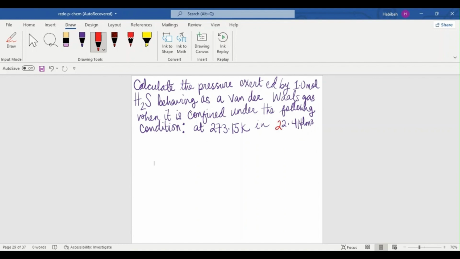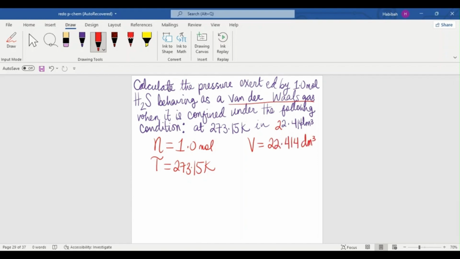So the first thing we have to notice is that we're told that we're dealing with a van der Waals gas, and we're also given the number of moles of gas to be 1.0 mole. And we're told that it was confined under the following conditions, where we're given the temperature to be 273.15 Kelvin, and then the volume to be 22.414 dm cube.